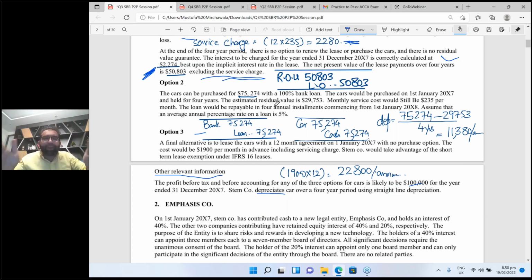If you want to buy a car from the market, then you have to pay the market value. So first let's arrange the cash. Go to the bank and take this loan. Bank debit and loan credit.